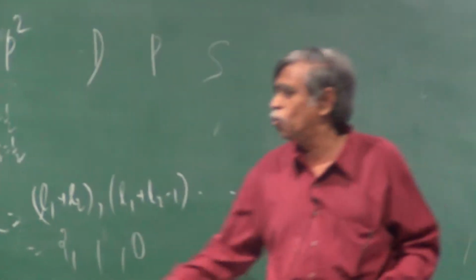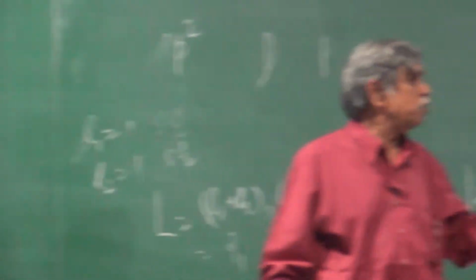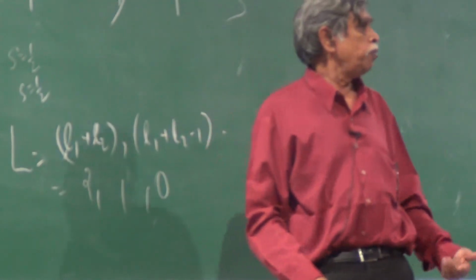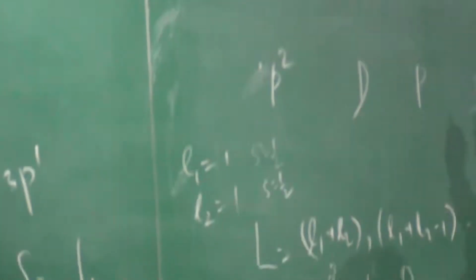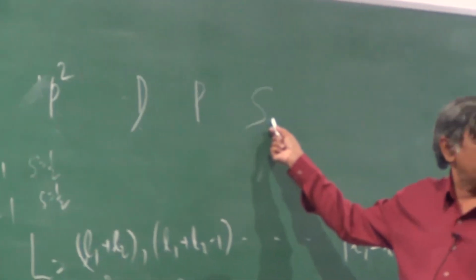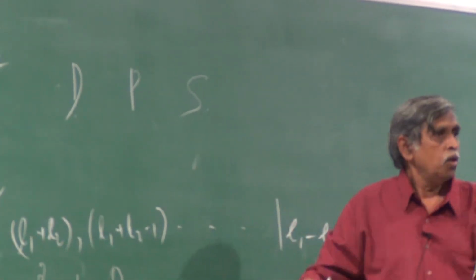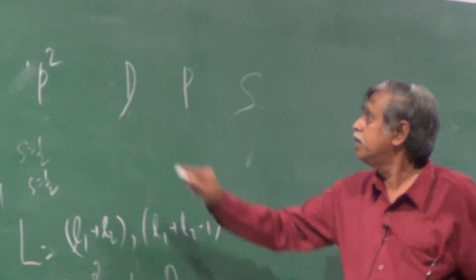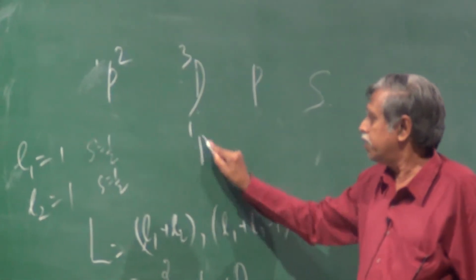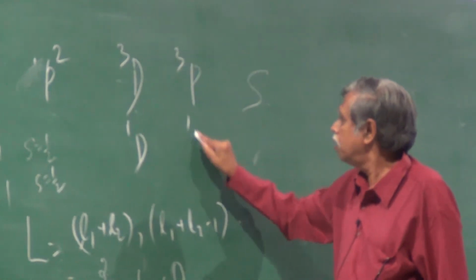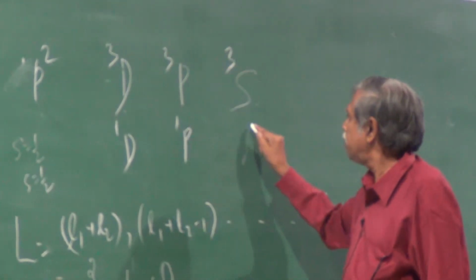What does S equal to 1 mean? It's a triplet state, because 2S plus 1 is 3. And what does S equal to 0 mean? It's a singlet state, because 2S plus 1 will be 1. I know these are the capital L values. Now if I paste onto them the spin, what are the possible states I am going to get? A triplet P or a singlet P. So those are the two I will get. A triplet P, a singlet P. A triplet S.